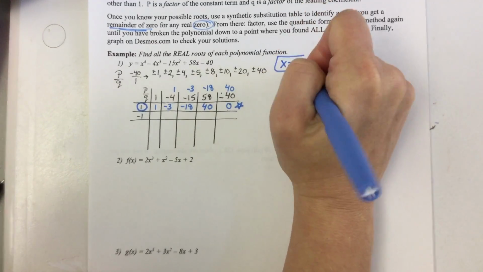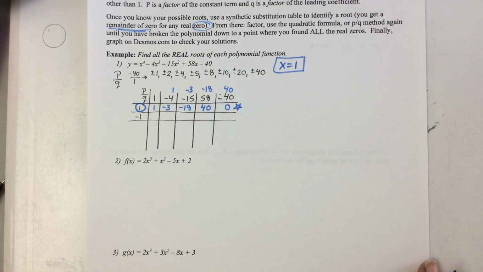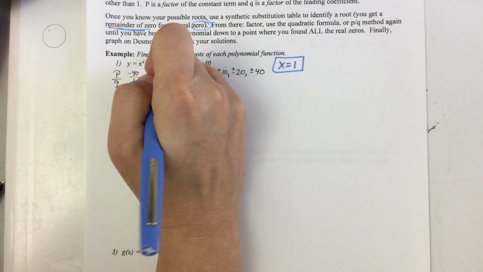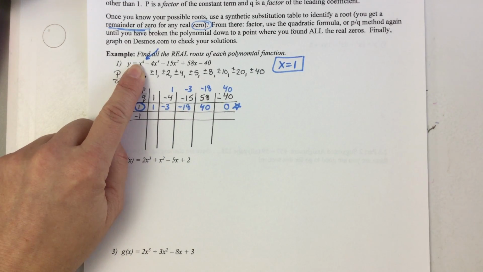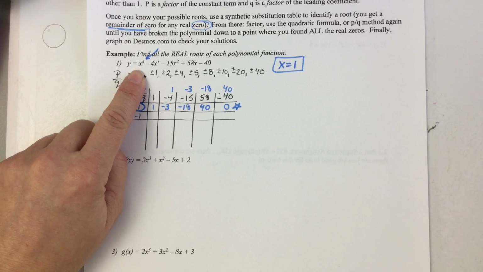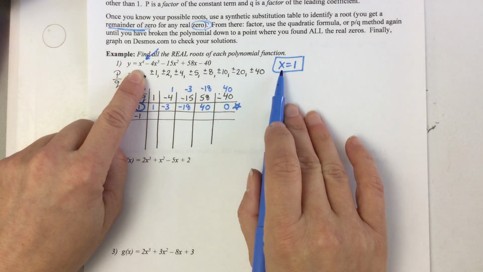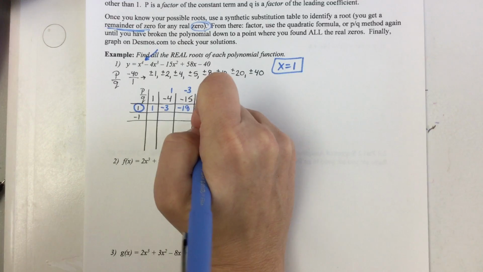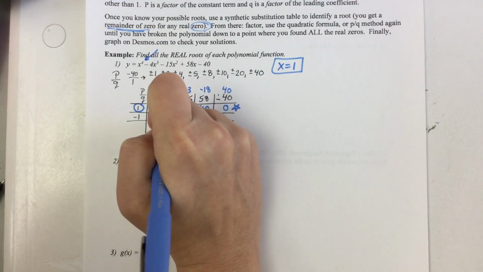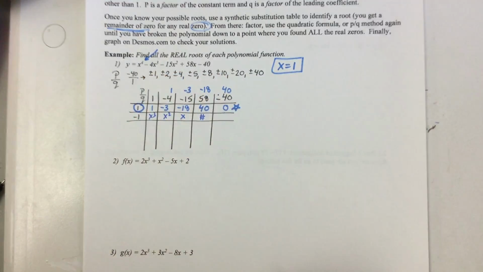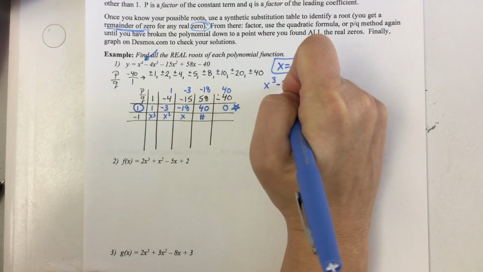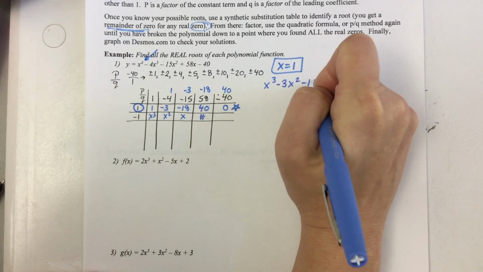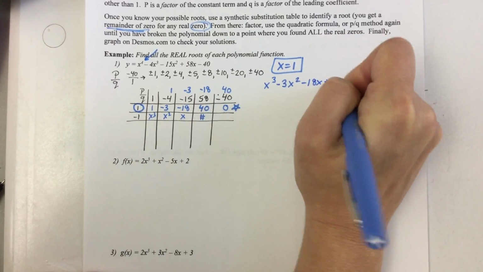So one of my solutions is x equals 1. Now remember, we already talked about the fundamental theorem of algebra, where you look at the degree of the polynomial, and that's how many solutions we're looking for. I need to find 4 solutions because this polynomial function has a degree of 4. Right now I have 1. This is your remainder, this is your number, this is your x, this is x squared, this is x cubed. So I'm starting again: 1x cubed minus 3x squared minus 18x plus 40.